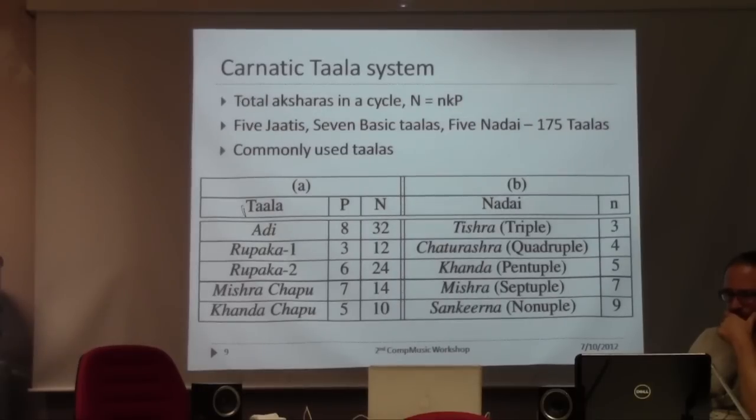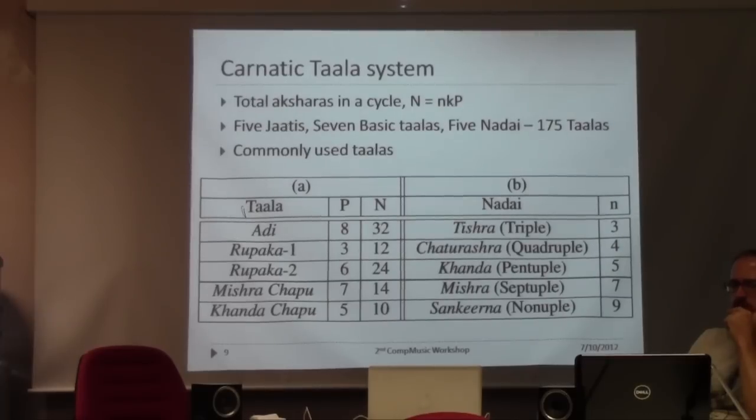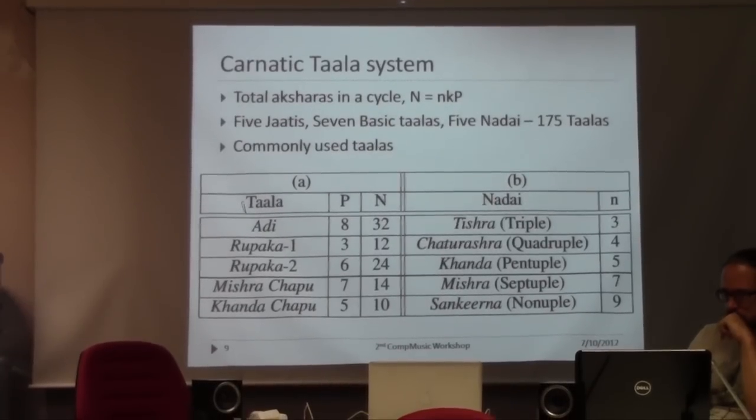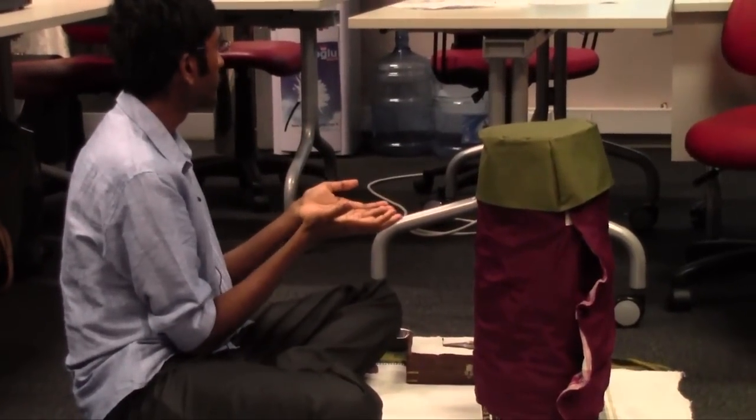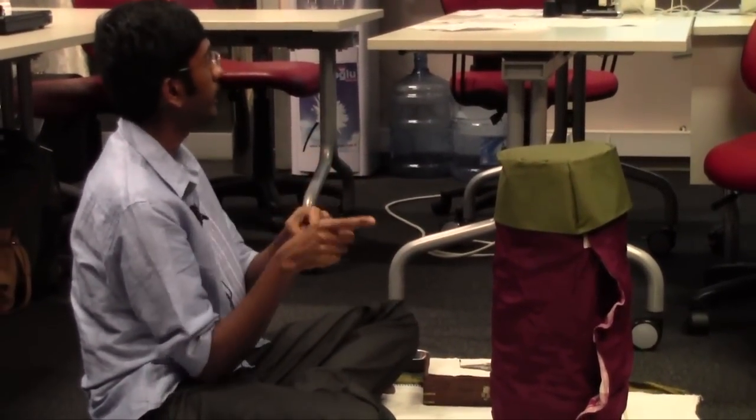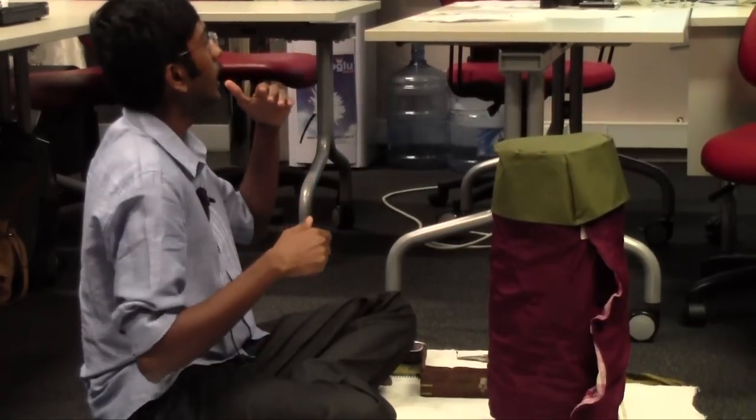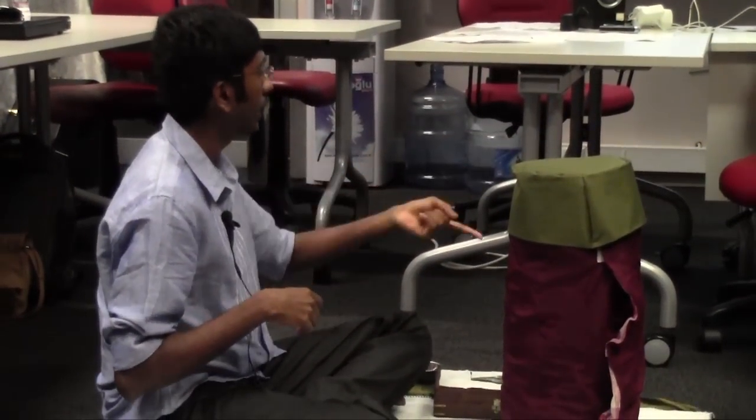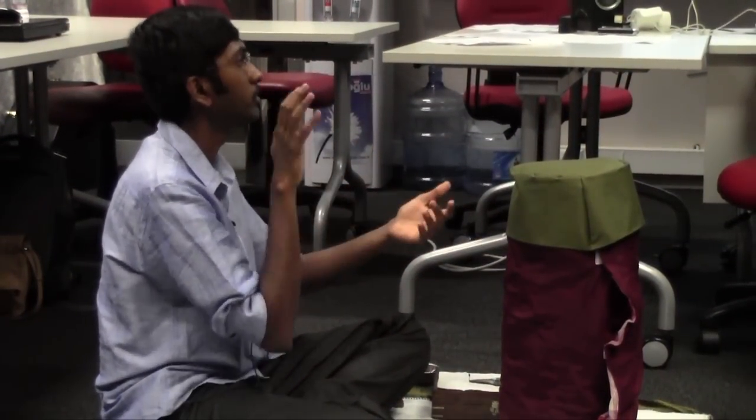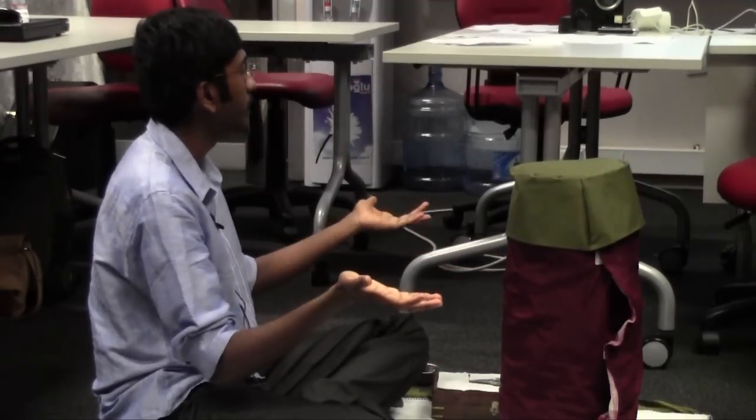So if I give an example of Adi Talam, which is an 8 beat cycle, which if you play it in the Tishra Nade, the counting would be 1 2 3, 1 2 3, 1 2 3, 1 2 3, 1 2 3, 1 2 3, 1 2 3, 1 2 3. So this is the counting I'll do, in which case it becomes 3 into 8, 24. This is for the kala, which is the vilambita kala. If I double up the kala, it becomes 1 2 3 1 2 3 and so on, and it doubles up.